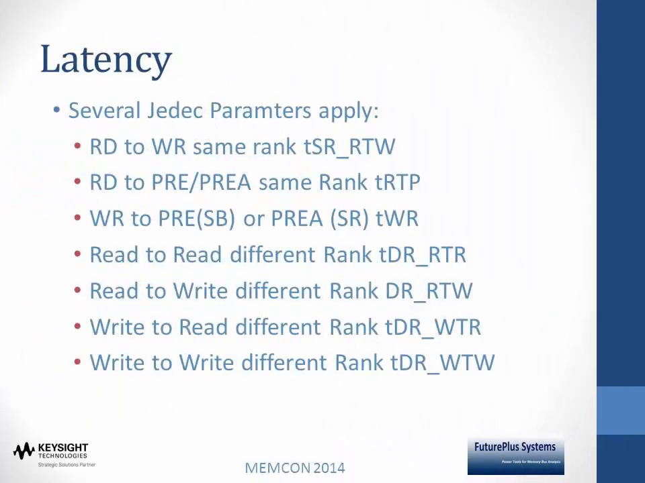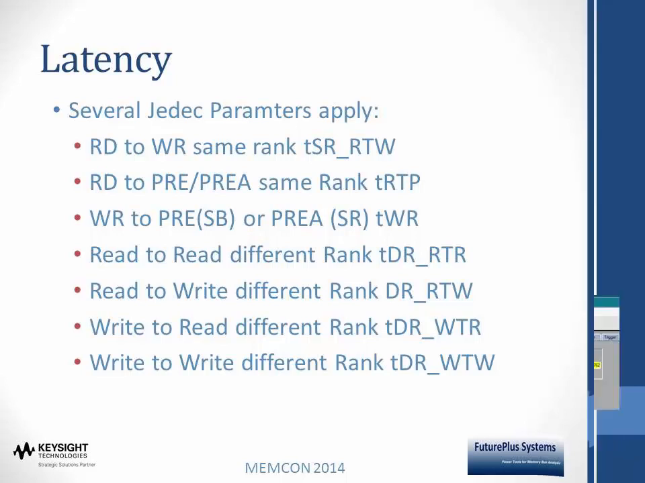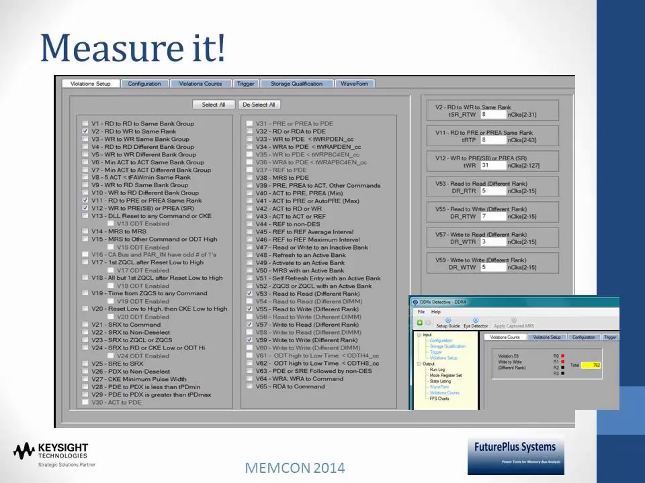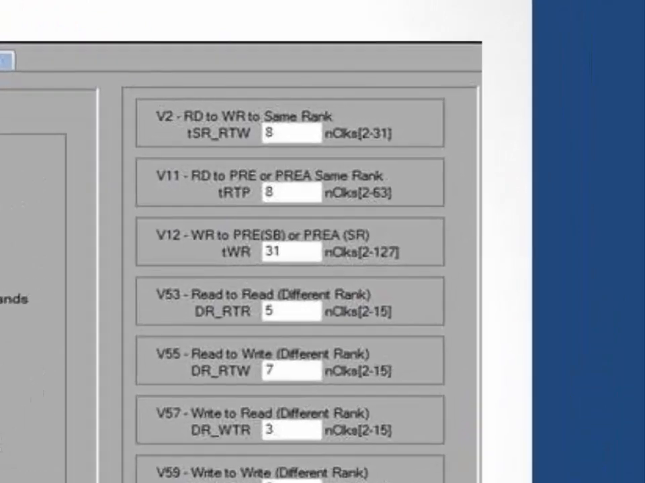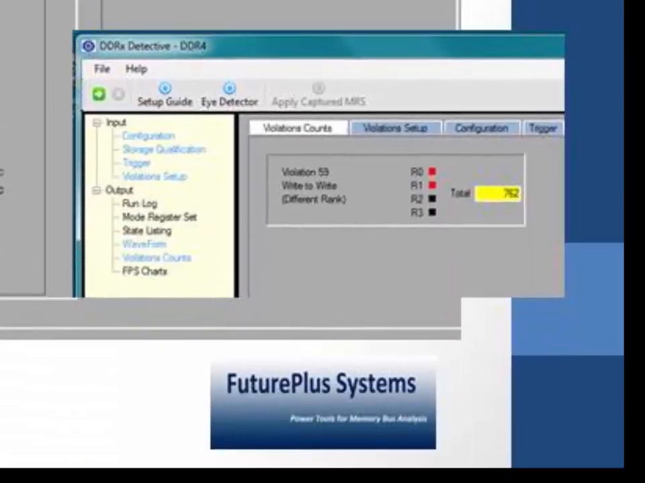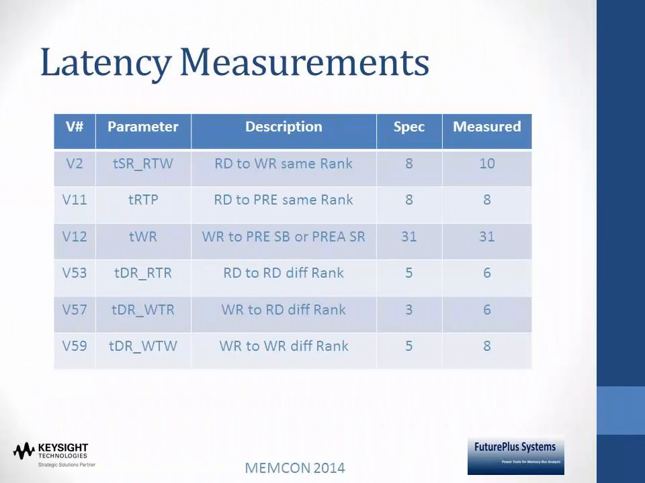For high performance, you want to minimize latency on consecutive transactions. However, if commands to the DRAM are too close together, the DRAM will not have time to react and data corruption will occur. The JEDEC DDR4 specification defines these minimums. For high performance, you want to operate at these minimums. Let's measure our system's latency. The DDR Detective is multi-purpose, and we can use the compliance violation feature to make these measurements. We simply shmoo the minimum values, and when the system operates at these values, the counter will increment, allowing us to determine the latency. Here are the results.